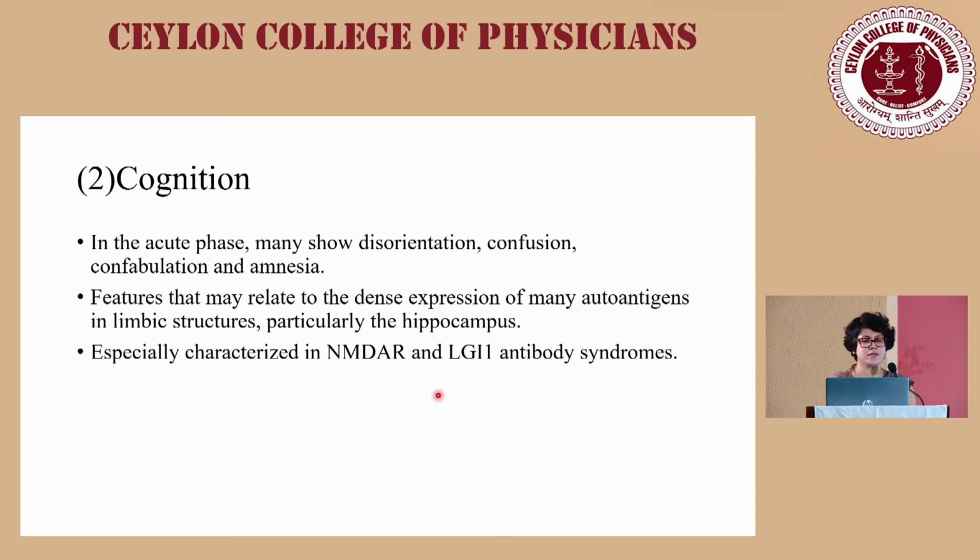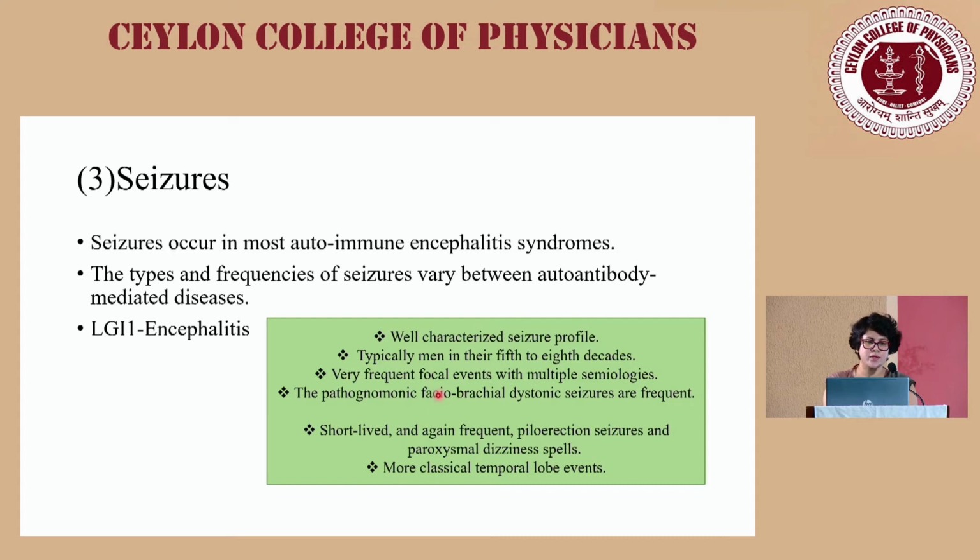can come with disorientation, confusion, confabulation, and amnesia. And these cognitive disturbances are mainly postulated because these antigenic targets are mainly localized to the limbic system, particularly the hippocampus. And so again, these are characterized mainly in NMDAR and LGI1 and almost all the other types of antibody-involved encephalitis.